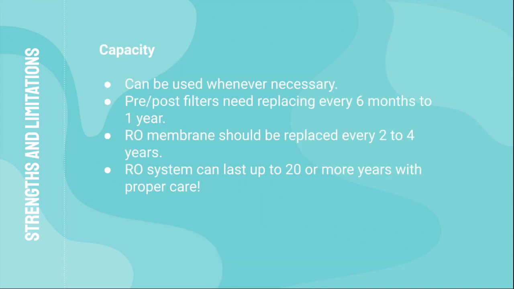For the capacity, it can be used whenever is necessary. The pre and post filters will need to be replaced every 6 months to 1 year. An RO membrane should be replaced every 2 to 4 years, and the RO system can actually last up to 20 or more years with proper care.